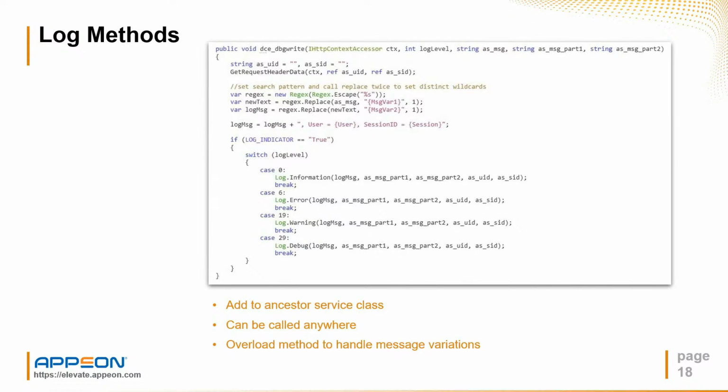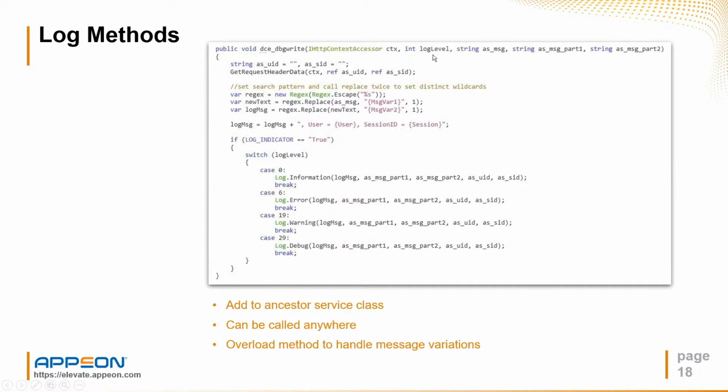So how does logging work? How is it called inside the application? I mentioned earlier that we wanted to reuse some methods that were in the middle tier from the client's previous system. And notice up here there's a method called DCE debug write, and that's exactly what they had it called in their C++ middle tier. What I'm doing here is passing in the HTTP context, so that allows me to get the request header out of it.